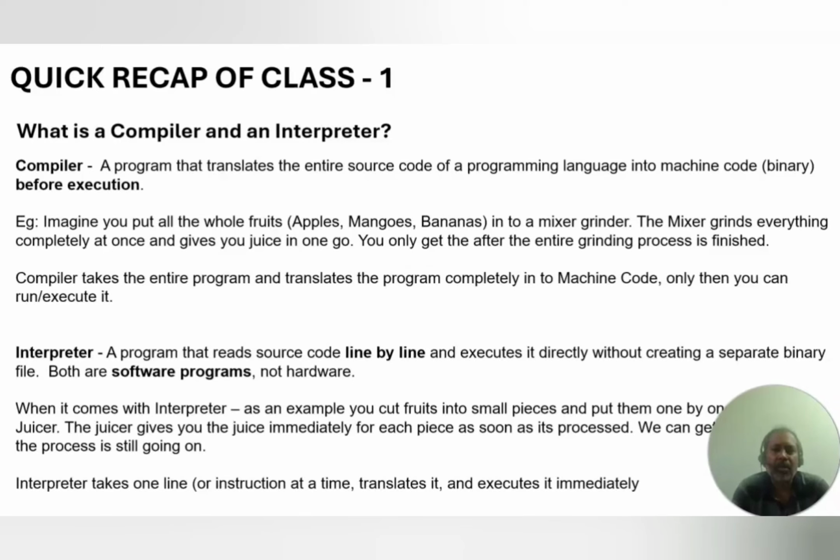Imagine you put whole fruits, whether apples, pineapples, mangoes, or bananas, into a mixer grinder. The mixer grinds everything completely at once and gives you the juice in one go. So you only get that after the entire grinding process is finished. The compiler takes the entire program and translates it completely into machine code. Only then you can run and execute it.